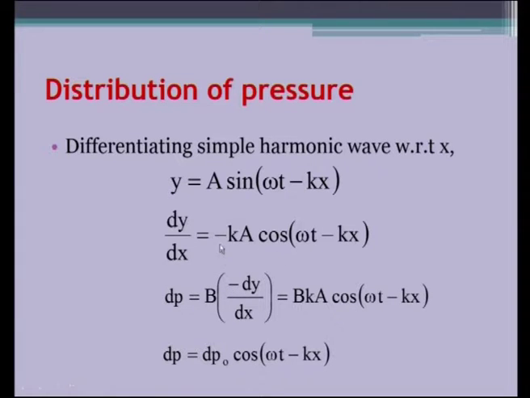Here the minus sign gets cancelled, because when we substitute for dy divided by dx, there is already a minus sign. And when we have a look at this equation, on the left hand side we have the change in pressure. On the right hand side, what is there here? B, K, A. Here B is the bulk modulus, K is the wave number, A is the amplitude. So, this could be written as dP naught. Here the suffix 0 is the maximum change in pressure. dP is change in pressure, dP naught is maximum change in pressure.